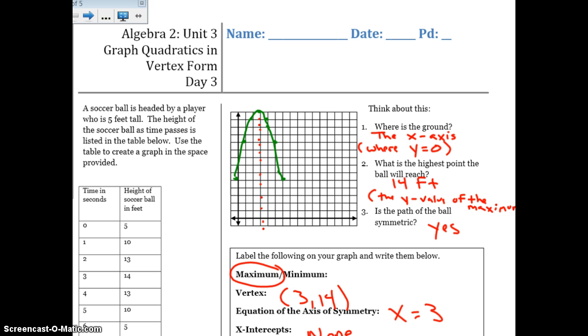And is the path of the ball symmetric? That answer is yes. So if you drew your line of symmetry or your axis of symmetry at x equals 3, you're going to have a vertical line going through the x-axis where x is equal to 3. And if you look to the left of that line and then to the right, you'll notice that the points are equal distance from your axis of symmetry. So yes, this is symmetric.